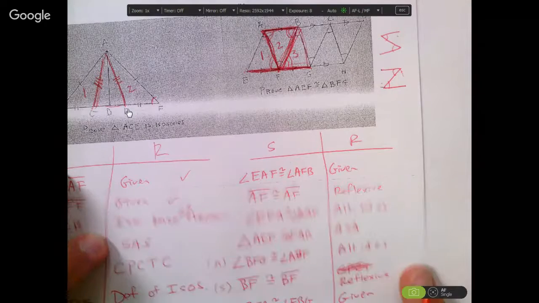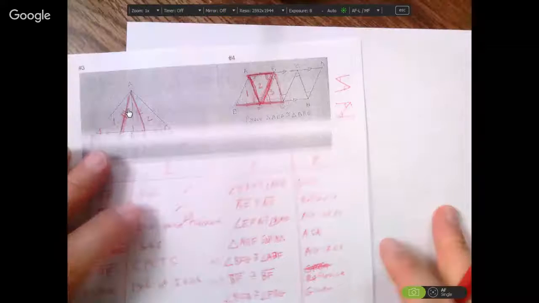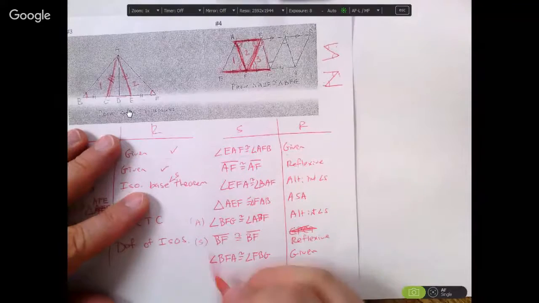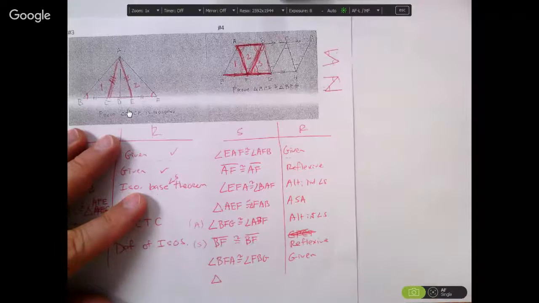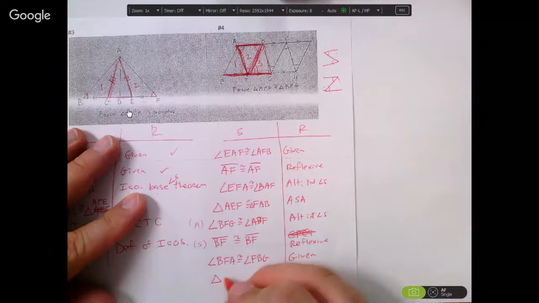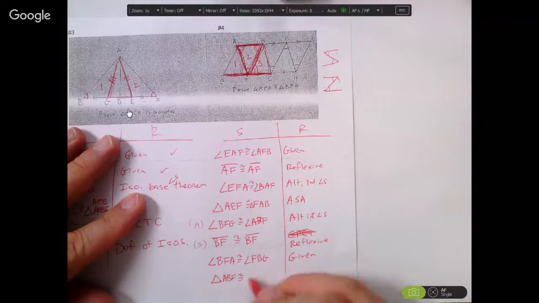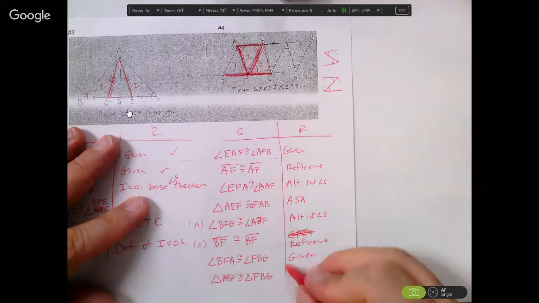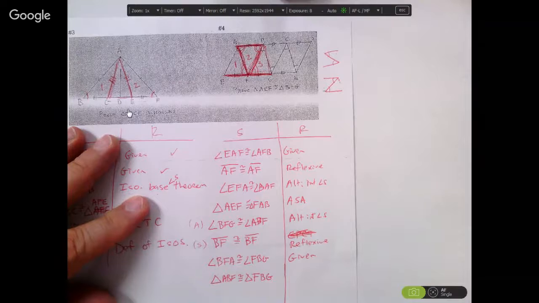And now you can see that those triangles are congruent. Triangle ABF is congruent to triangle FBG, or in another order, whichever you choose. And that is because of ASA.